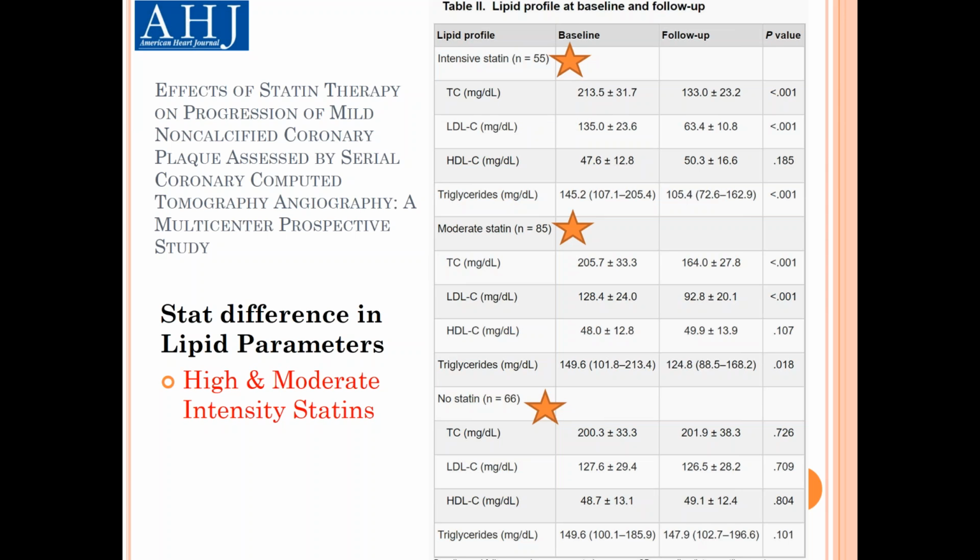And looking from baseline to follow-up, there was an LDL change of 135 to 63 in the high-intensity statin group, and LDL of 128 to 92 in the moderate-intensity statin group, both statistically significant. No significant change really in the patients that were not treated.